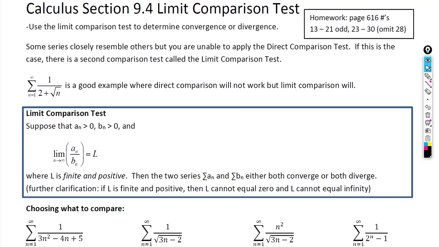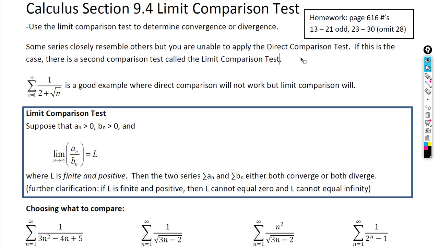9-4 limit comparison. We talked about direct comparison last section. In this section, we're going to talk about the limit comparison test. Some series closely resemble others, but you are unable to apply the direct comparison test. Remember, we had to find something that was very similar or reacted similarly in the last section. If this is the case, then there's a second comparison test called the limit comparison test.